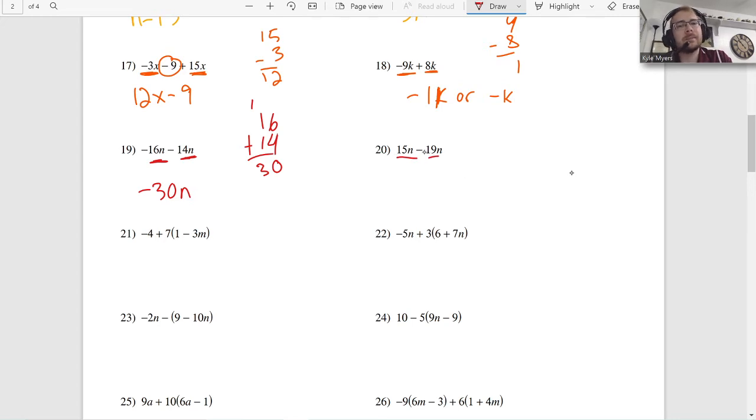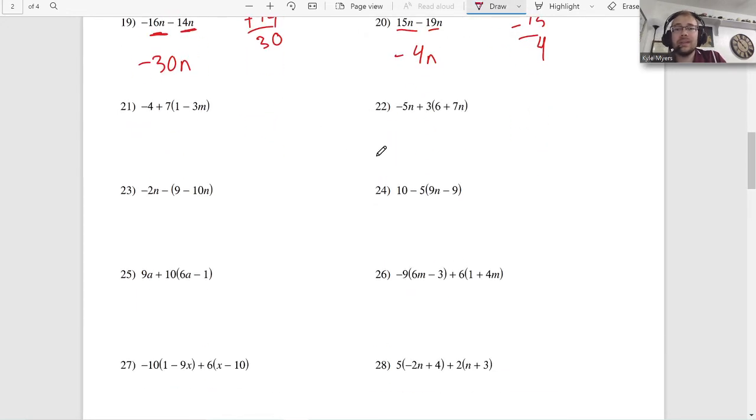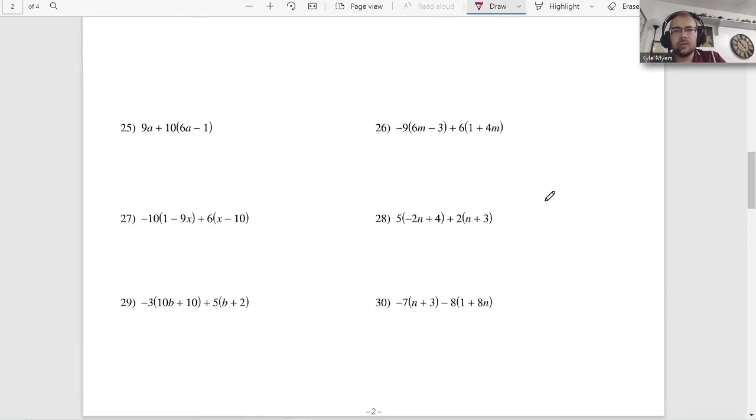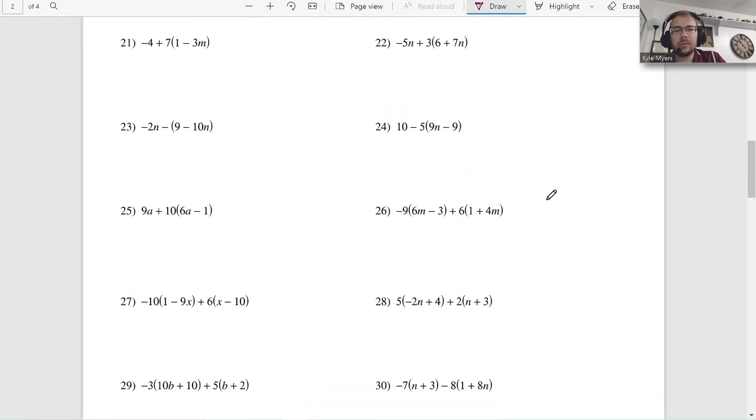Those are like terms. I'm going to subtract. 19 minus 15 is 4. But I had to switch the signs, so it's going to be negative 4n. All right, next one. This time we've got some distributing. We're on the latter half here, and we've only got a few more, 10 more, I believe. 10 more and we're done here.